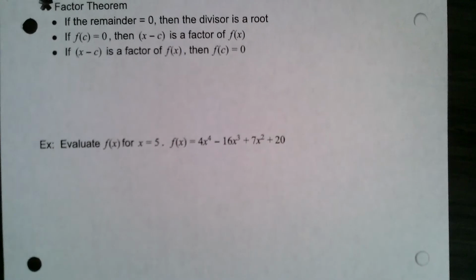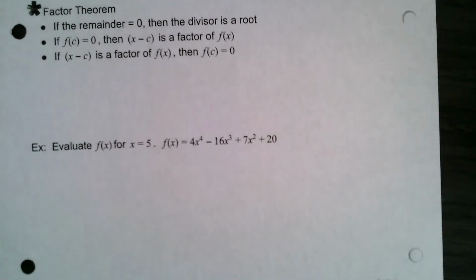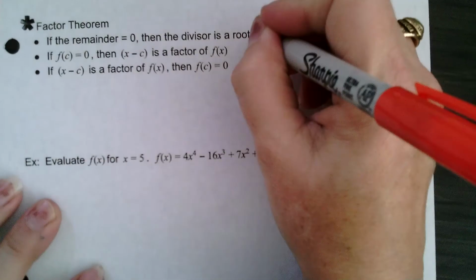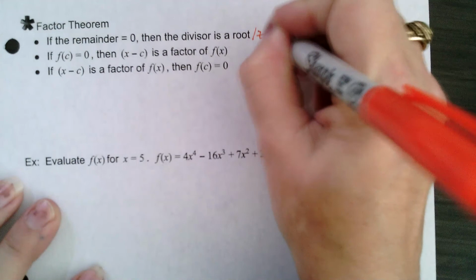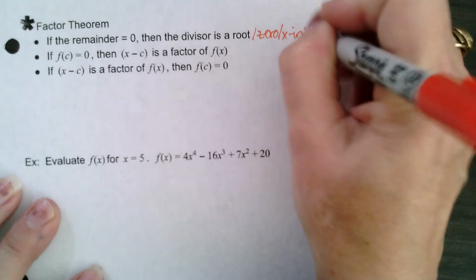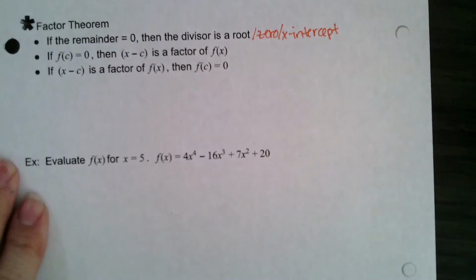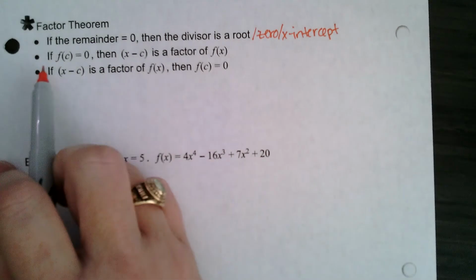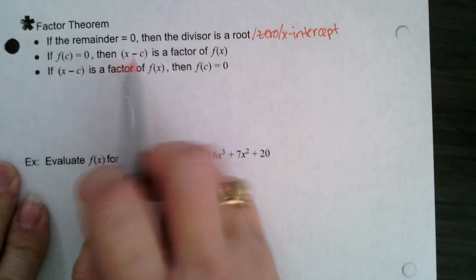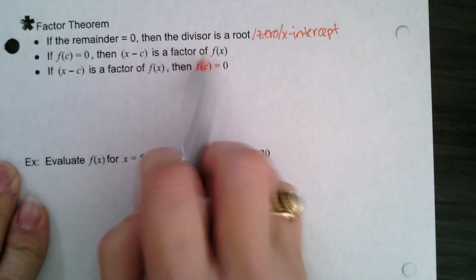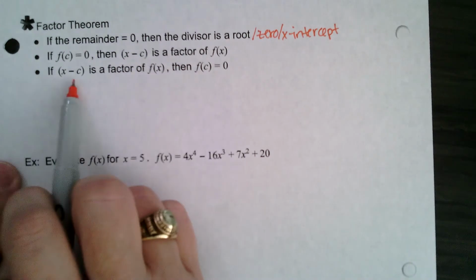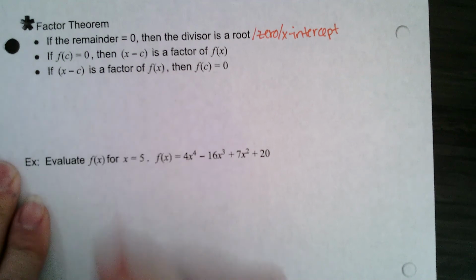The factor theorem says if the remainder is equal to 0, then the divisor is a root or zero or x-intercept. Remember, those things are all synonyms. So in other words, if f of c equals 0, then x minus c is a factor of f of x. And if x minus c is a factor of f of x, then f of c equals 0.